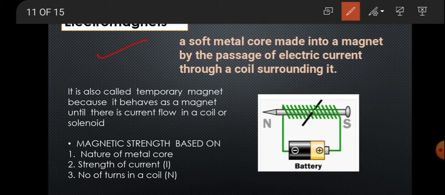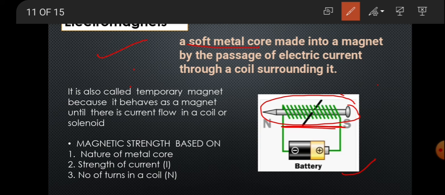What is an electromagnet? Whenever there is a circuit, there is a green colored coil, and this is the complete circuit. The battery provides current to the circuit. So what is an electromagnet? Whenever a soft iron core is placed in a current carrying conductor, it behaves as a magnet. How do we define an electromagnet? Whenever an iron core is placed in a current carrying solenoid, it behaves as a magnet.